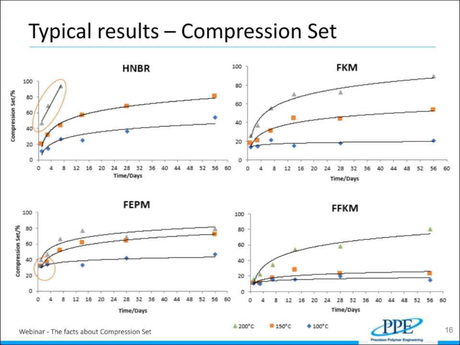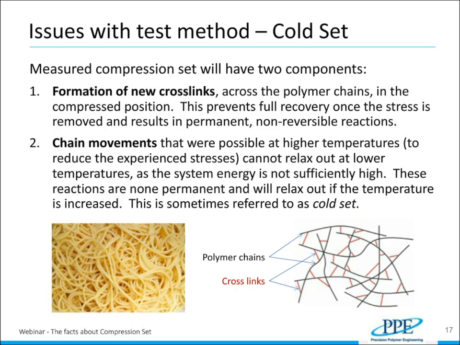So let's move on to attempt to give an explanation for why the Aflas FEPM type materials do jump so quickly up to around this 40% mark. We do this by considering some of the issues with the test method, and the main issue is a phenomenon called cold set. So when we measure a compression set, it will have two components. The first, and the most damaging or worrying thing that would prevent a seal from recovering, would be the formation of new crosslinks between polymer chains in the compressed position. So the action of chemicals and heat and so on has resulted in new crosslinks forming in the compressed state. These then prevent full recovery of the seal, and these are permanent, non-reversible reactions.